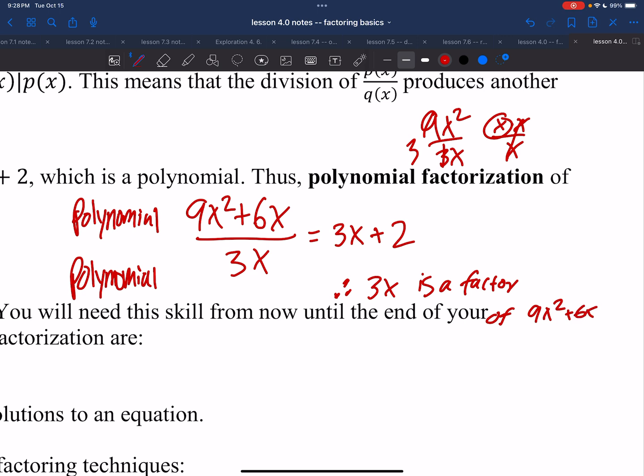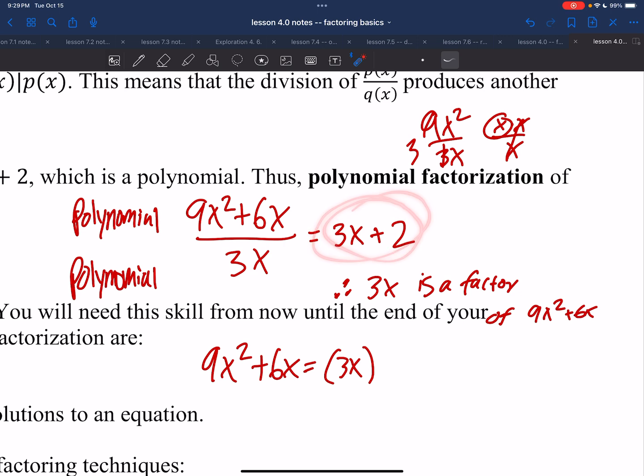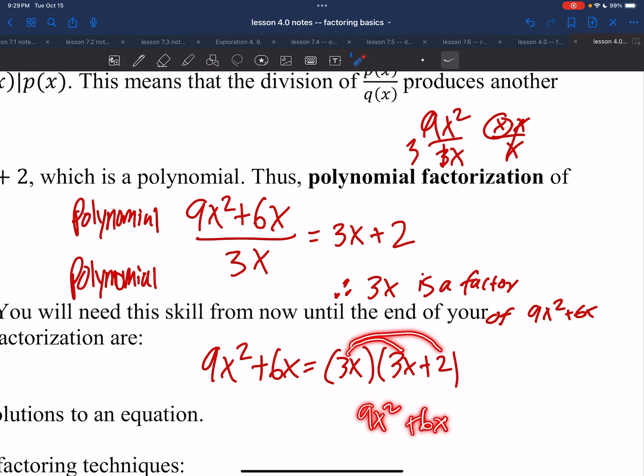And in particular, what you can do is say, well, 9x squared plus 6x factors as 3x, times what, right? Because 3x is one of the factors. What's the other factor? The other factor is the quotient. It's what we got, 3x plus 2. So it's 3x times 3x plus 2. And you can see that if I were to distribute these, 3x times 3x is 9x squared, and 3x times 2 is plus 6x. Yeah?